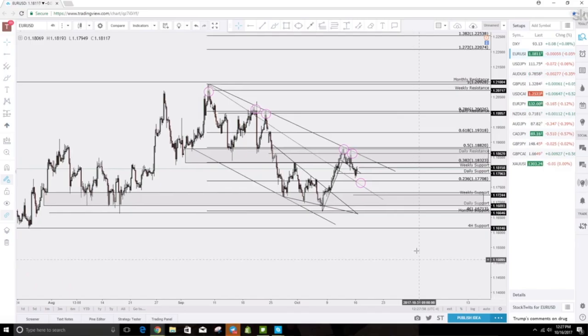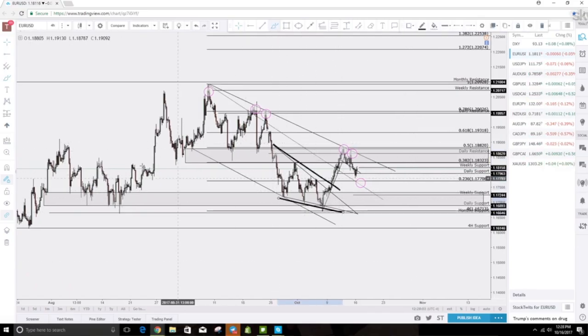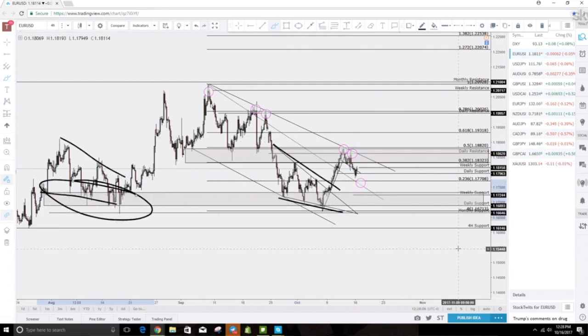It's interesting what happened last week, guys, with euro, simply for the fact that this falling wedge right here was the same pattern as this one right here. Goes into the rejection zone near the monthly support, creates a falling wedge, impulse. Past predicts future, guys.